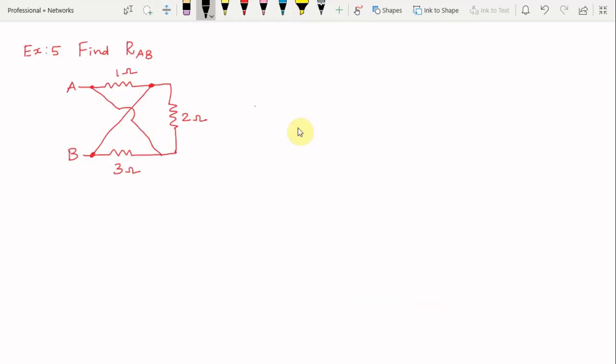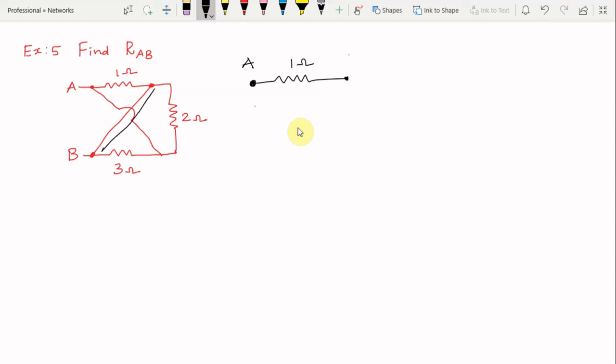So now again we are going to solve a problem similar to the previous problem, that is to find the equivalent resistance across the terminals A and B. So now I am redrawing the circuit here. See, this 1 ohm resistor has one end connected to terminal A and another end connected to the terminal B, as you can see.